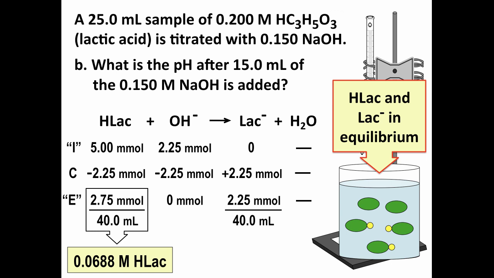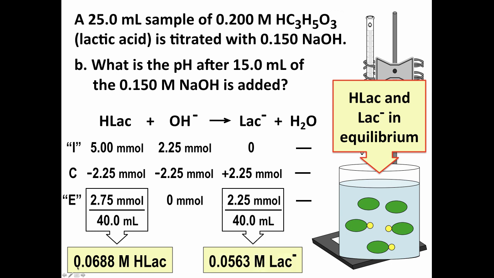So for our next step, when we're going to have to do equilibrium calculations, we want to determine the molarity because that's what we need in equilibrium calculations. So we take our 2.75 millimoles of lactic acid that's left, divide by 40 milliliters of solution that's been formed. Notice that millimoles divided by milliliters is the same as moles divided by liters. So we have 0.0688 molar lactic acid. And then same idea, but different numbers for the lactate. 2.25 millimoles divided by 40 milliliters gives us 0.0563 molar lactate ion.